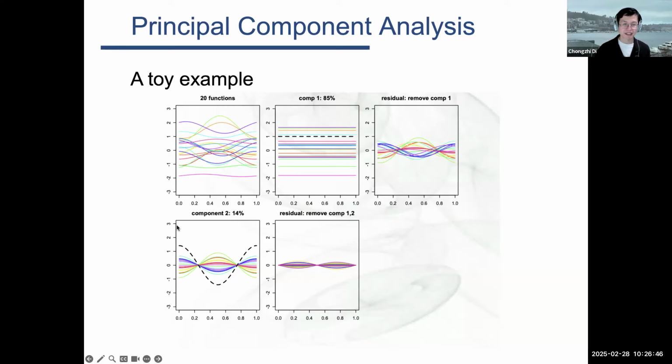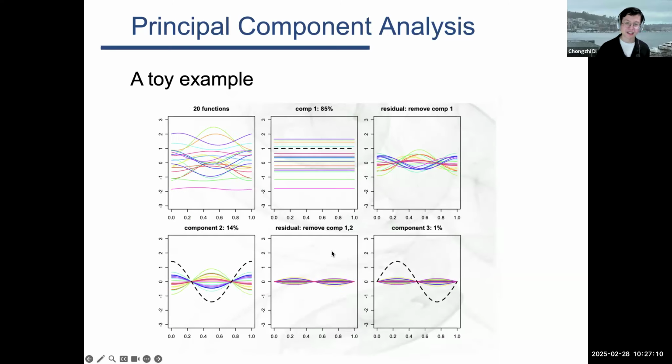We found that this component explains about 14% of the total variation. If we remove this from this figure, you can see the variation left is even smaller, right? This is only about 1% of the total variation from the original data. Now, of course, if you wanted to continue, you can find the third principal component, which has a sine type of shape.